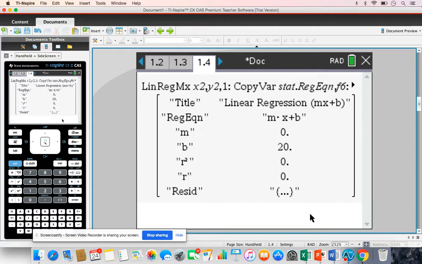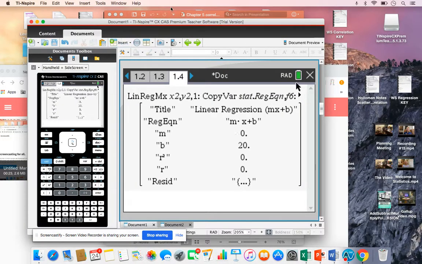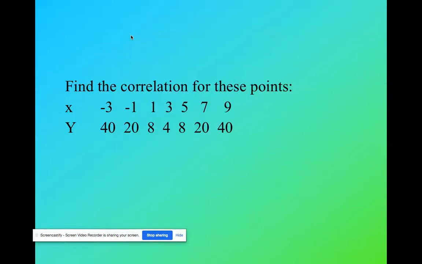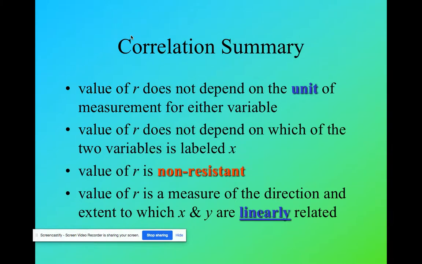Remember that your R value is only a measurement of the linear relationship or the linearity between the variables. While there is a very clear relationship between X and Y here, there is no linear relationship. So the last thing we need to note is that our value of R is a measurement of the direction and extent to which X and Y are linearly related.